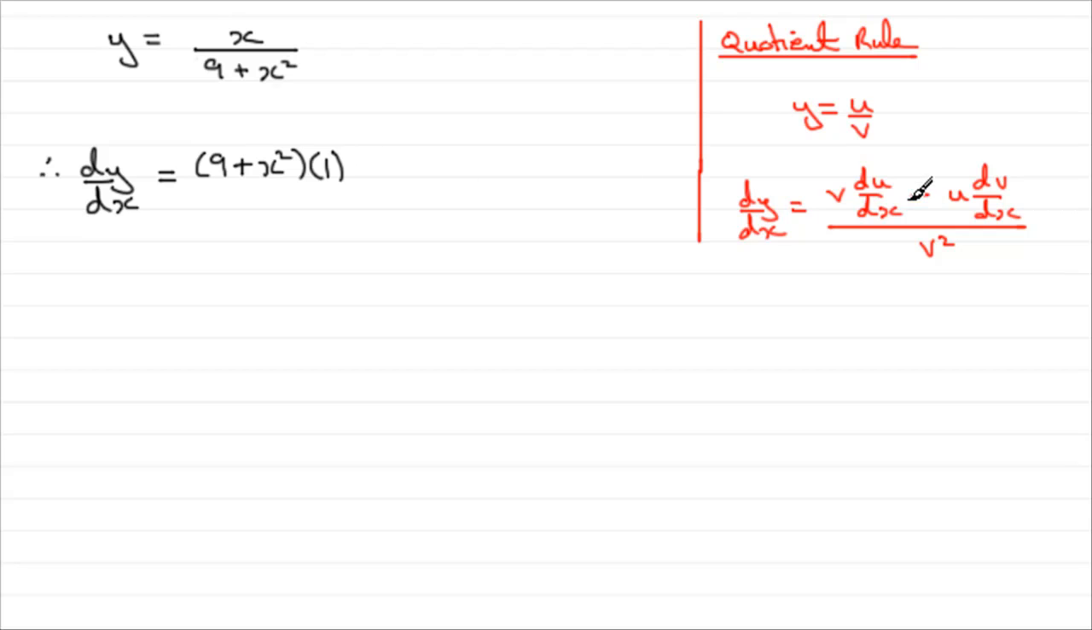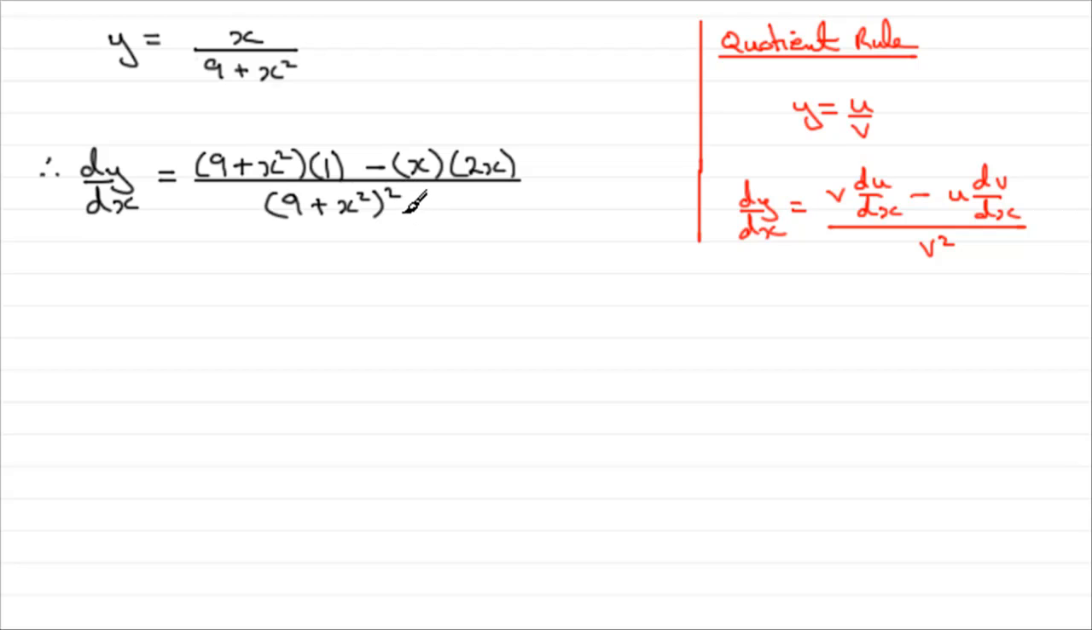Now we go on to this stage, which is minus, and we do the top of the fraction times the differential of the bottom of the fraction. So we've got the top, which is x, and I'd put that also in brackets, times the differential of the bottom of the fraction, and that gives you 2x. Now it's all divided by the bottom of the fraction squared. So we've got 9 plus x squared all squared. Let's just put that in brackets, and we square it.